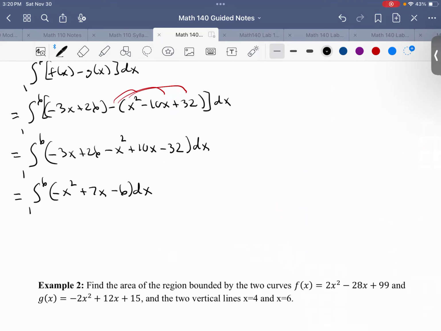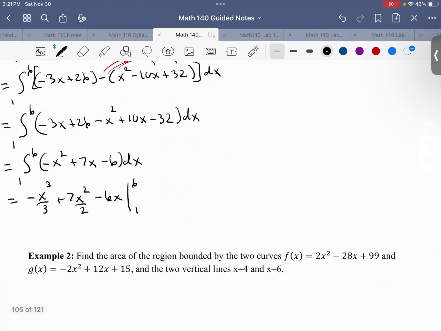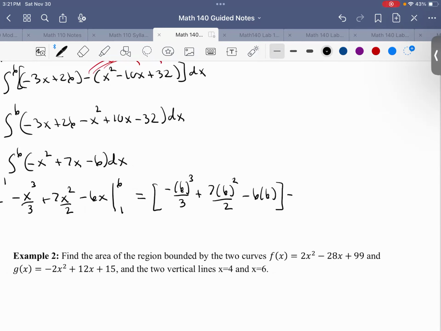Okay, so then we just have a straightforward integral to work with. What this becomes is negative x cubed over 3 plus 7x squared over 2 minus 6x, going from 1 to 6. And if we plug in our endpoints, we get negative, careful with the negative, 6 cubed over 3 plus 7 times 6 squared over 2 minus 6 times 6, minus bracket, negative 1 cubed over 3 plus 7 times 1 squared over 2 minus 6 times 1.